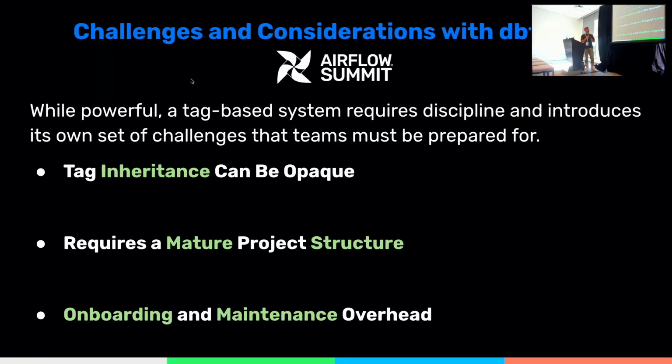Not everything is perfect, though. We found dbt tags to be the best solution ever, but there are certain challenges that we have to face. Tag inheritance can be somewhat opaque, which means that when you have a really complex structure in dbt, you sometimes won't understand which dbt tags apply to certain specific models.